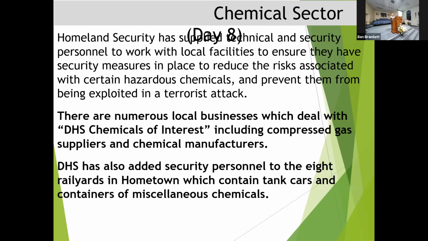The chemical sector, that's businesses that deal with anything chemical. We have a number of local businesses that fall under the category of Homeland Security chemicals of interest. Okay, and that includes compressed gas suppliers and chemical manufacturers. And we have 8 rail yards in this city. I'm a rail fan, so I keep an eye on that.